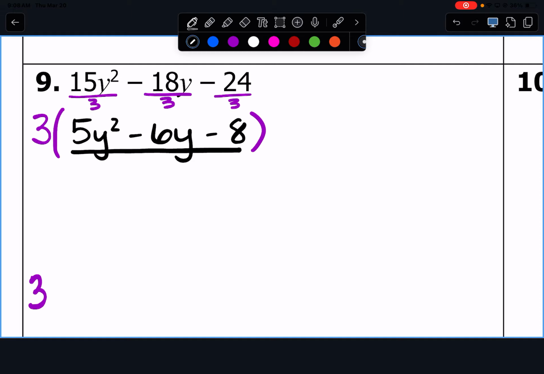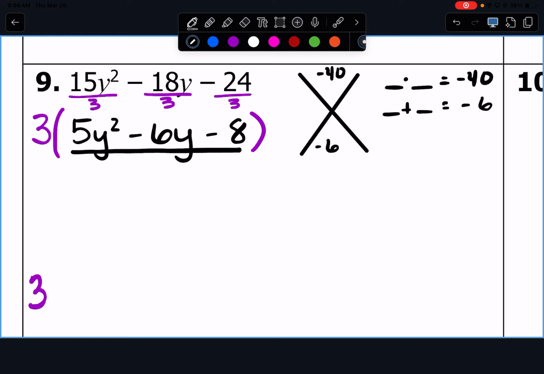When we look at this, we have to figure out what multiplies to give us a times c and what adds to give us b. That's where you can use the x if you would like. What is a times c for this problem? What is a? 5. What is c? Negative 8. Yes. So 5 times negative 8 is negative 40. We have to figure out what times what gives us negative 40, but adds to give us negative 6.